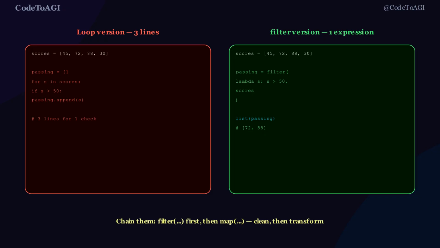Here's the pattern that matters. Map transforms every item. Filter keeps some items. You can chain them. Filter first, then map. Clean and pure scores, then apply the curve. 2 tools, 1 readable line.